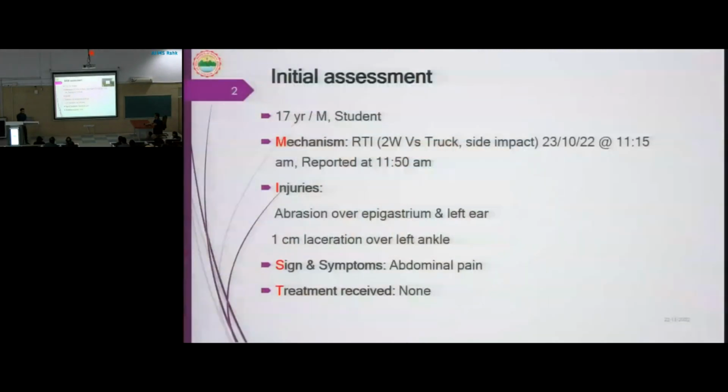This young guy, a 17-year-old male student, presented to us as a case of RTI on 23rd of October at 11:15 a.m. It was two-wheeler versus truck, side impact, and the patient came to us within 1 hour. There were abrasions over the epigastrium and left ear and a small laceration over the left ankle. The patient had abdominal pain and didn't receive any pre-hospital treatment before coming to us.